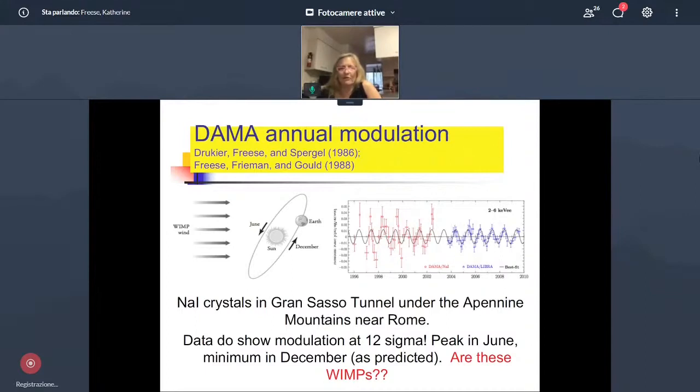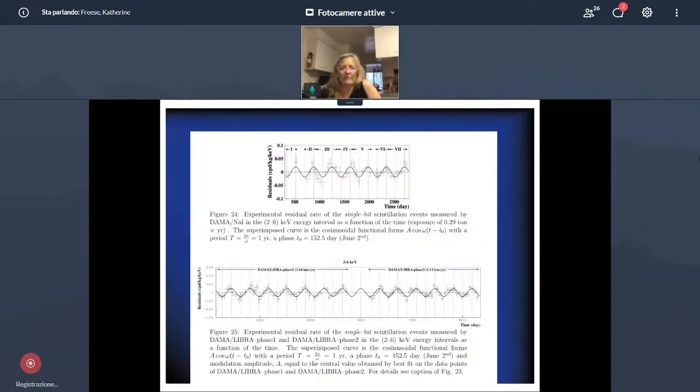And on the right, I show some DAMA data going up and down with the time of year, with exactly the right maximum and minimum. And of course, the question is, are these WIMPs or what is it? So I just wanted to show more. There's more data than what I had on the previous slide. At this point, it's a 12 sigma modulation, and no one knows what it is.